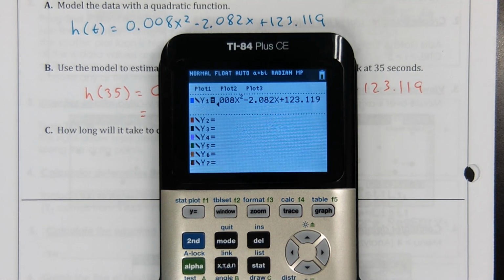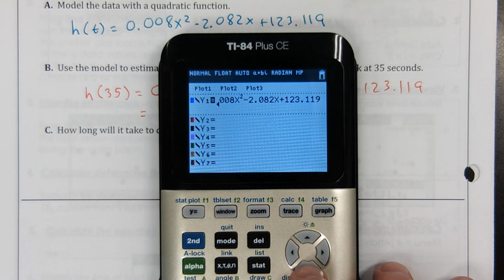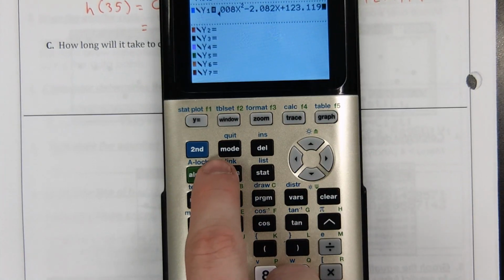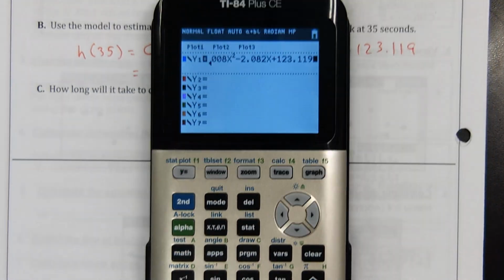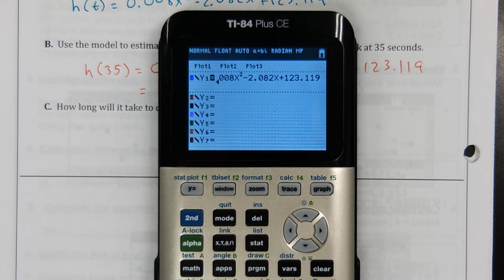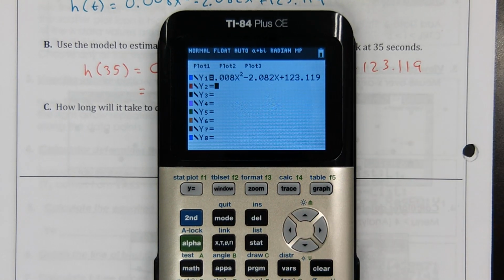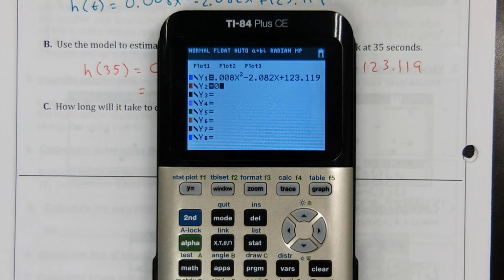Now you guys told me that the height is 0. This right here? Right there? Okay. Anyway, you guys told me that the height was 0. So I'm going to go to the next line down at y2, and I'm going to type 0. We're going to do second trace intersect. We're going to figure out where our quadratic model hits the x-axis.